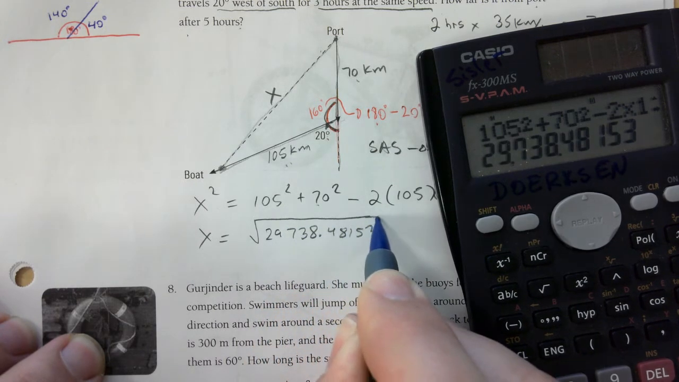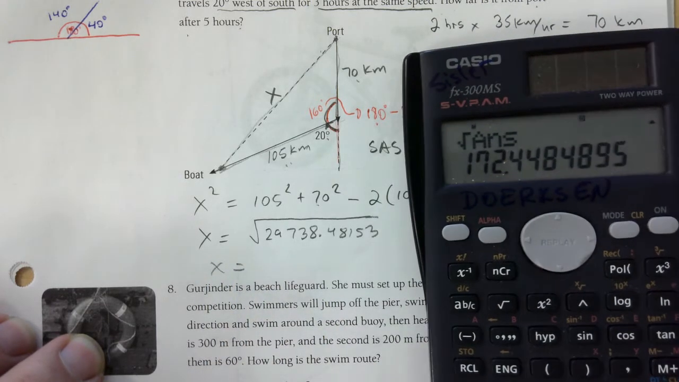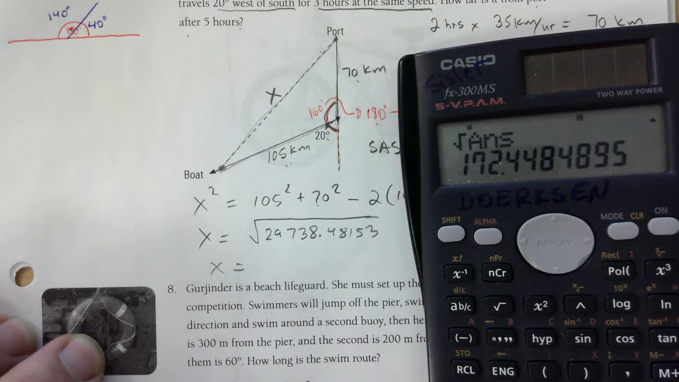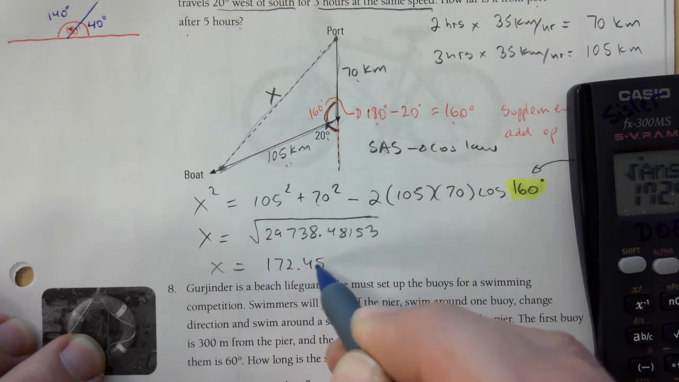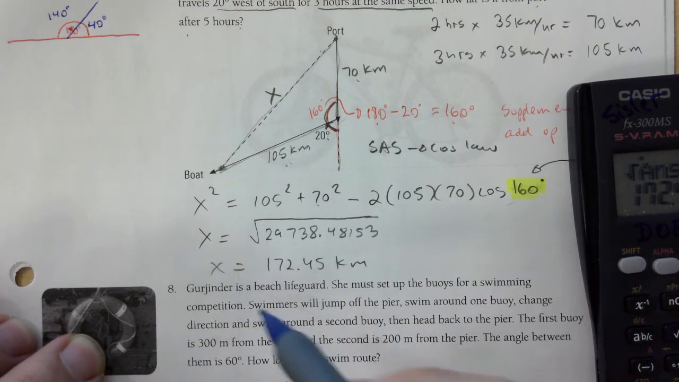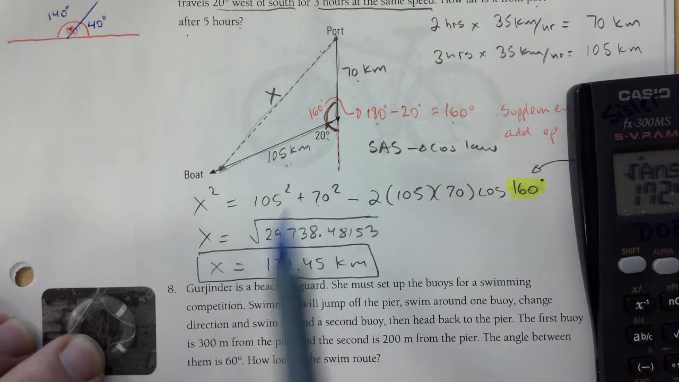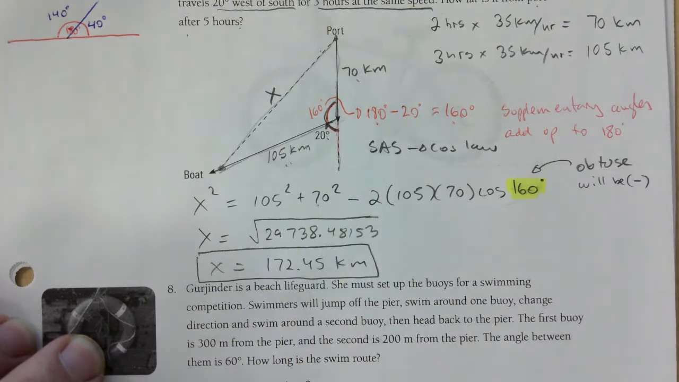29,738.48153. It's very doable. I'm not asking you something unreasonable here. So 172.45. If you round to 2 decimals, which is always what we want, 172.45. And we are in kilometers. And it makes sense, right? It's the longest side, and it's confirmed, right? It is the longest side.